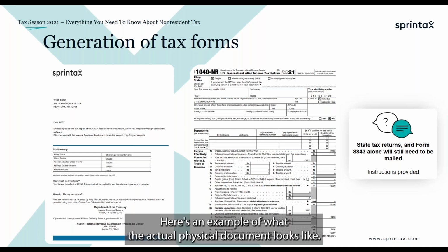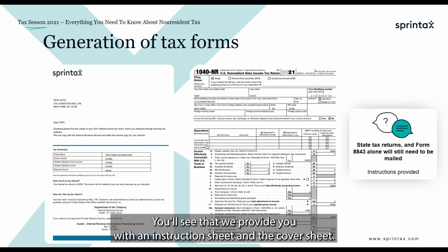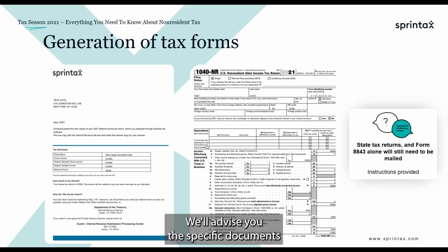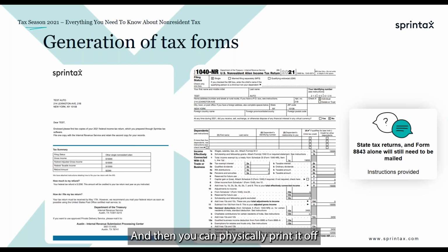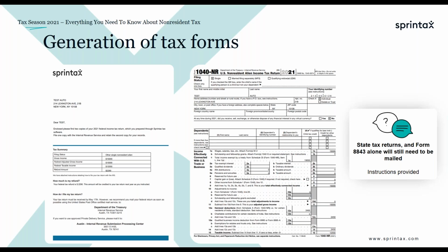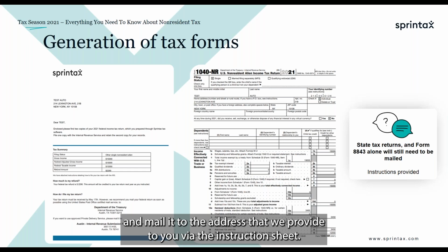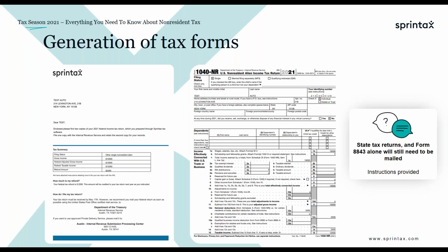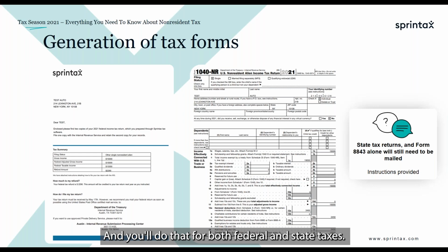Here's an example of what the actual physical document looks like. You'll see that we provide you with an instruction sheet and a cover sheet. We'll advise you of the specific documents to attach. We'll advise you exactly where to sign, and then you can physically print it off and mail it to the address that we provide to you via the instruction sheet. And you'll do that for both federal and state taxes.